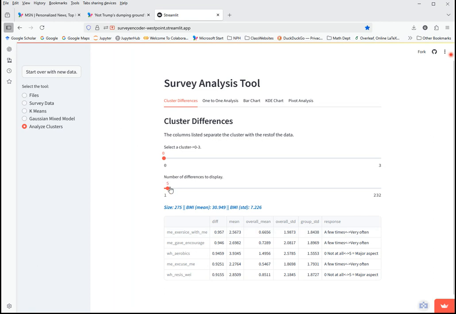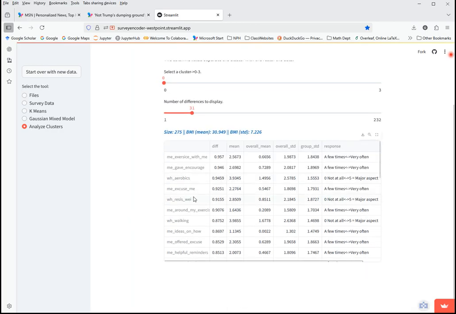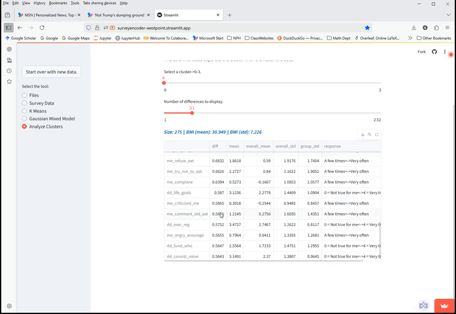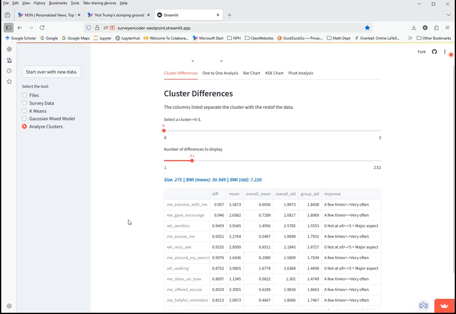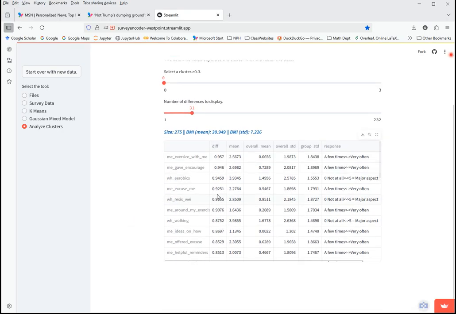If you want to look at more than just 5, you can look at all 232 of the questions and see how they're different. You can make this as big as you want. You drag it over, and it drops down and lets you see. This difference is a subtraction, but then you divide by the standard deviation to get this standardized difference, if you will.